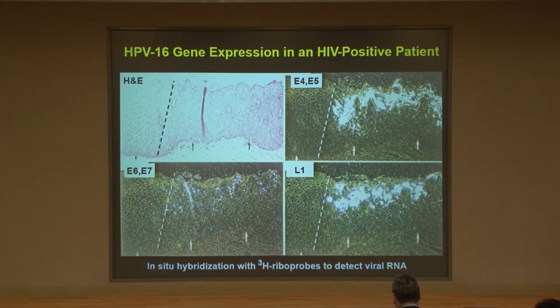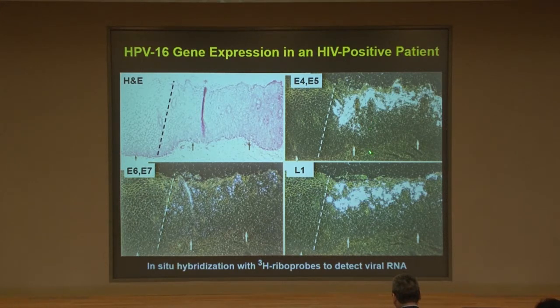Now, this is a very old slide, but I like to show it. In those days, we did in situ hybridizations using tritium-labeled riboprobes. The reason I like to show it is because in this patient, this side is normal, and this side you see is clearly abnormal. This is cervix. This happened to be HPV-16 in an HIV-positive patient. On this side, you can see the gene expression by in situ hybridization. The white dots are the autoradiograph.